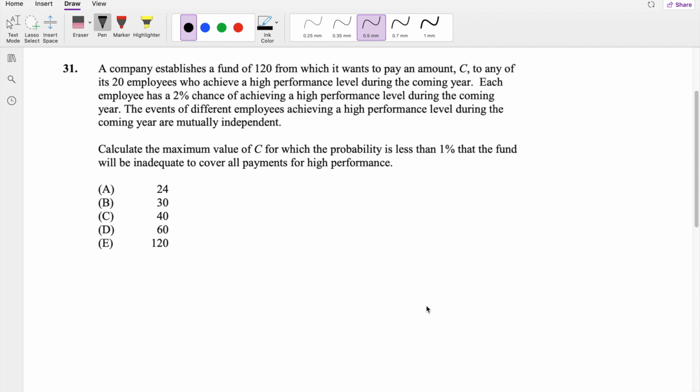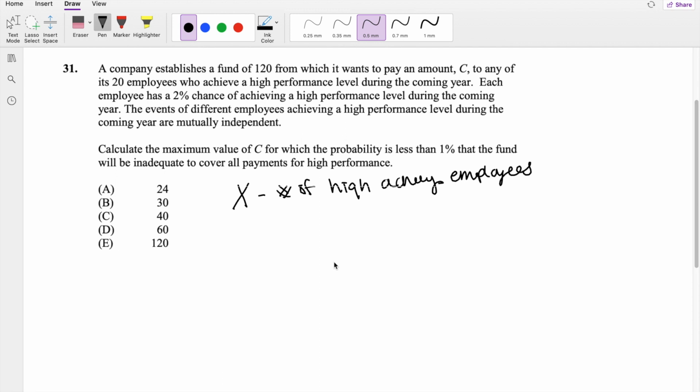So basically, this question is asking: calculate the maximum value of C for which the probability is less than 0.1% that the fund would be inadequate to cover all payments for high performance. Ooh, that's a mouthful. So then I'm going to assign X to be the number of high achieving employees.